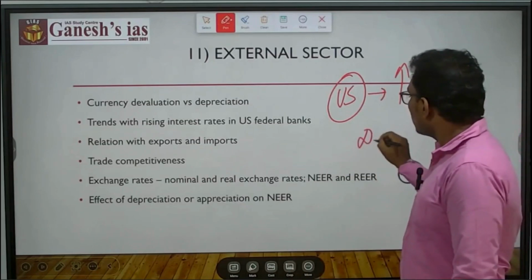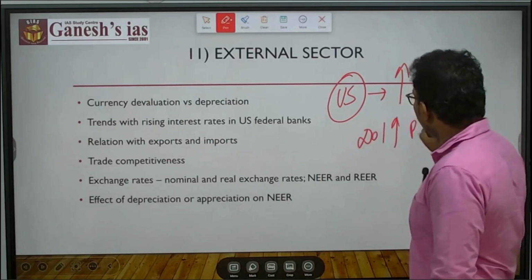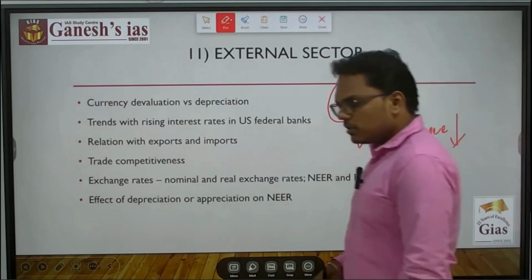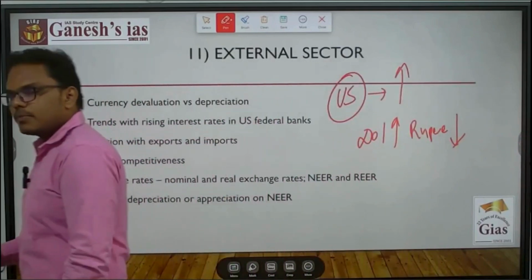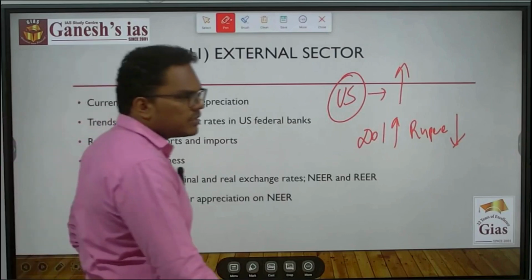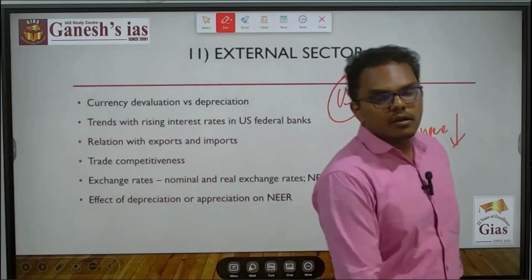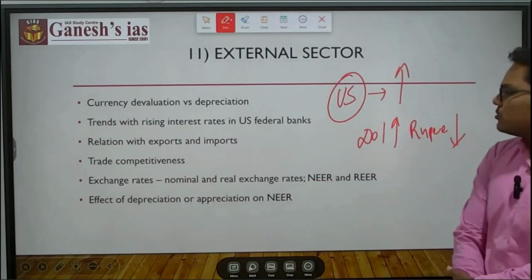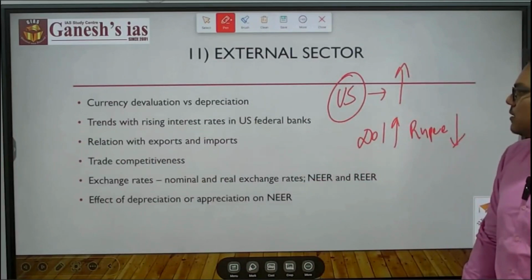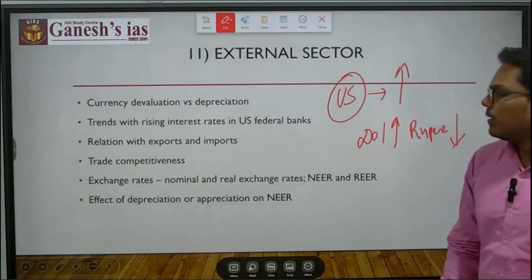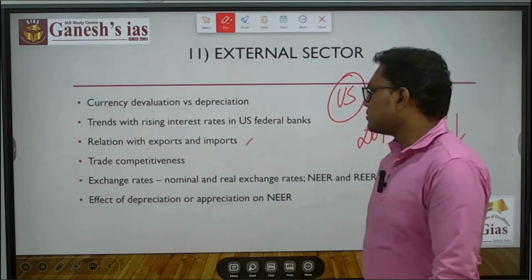If the demand for dollars goes up, the demand for rupees comes down, which means your rupee will depreciate. If your rupee is depreciating, naturally you will experience inflationary tendencies in your economy. So this is how you have to connect rising interest rates in the US Federal Reserve with the other components of the economy. And then the relation with exports and imports, I've told you.